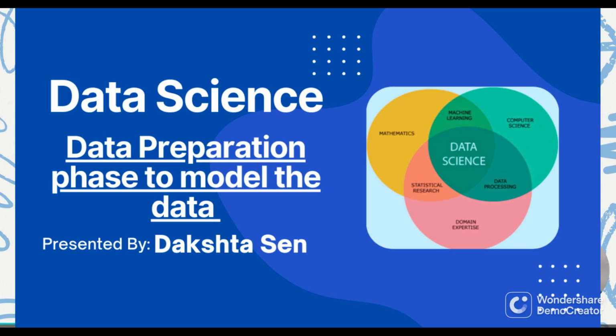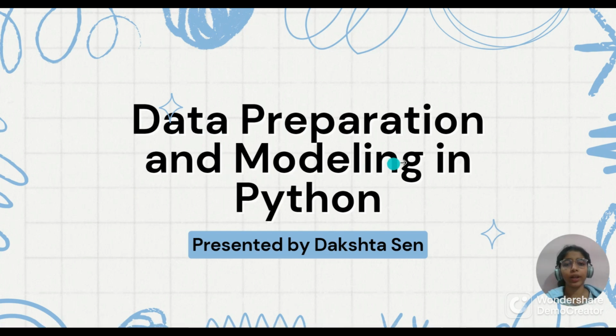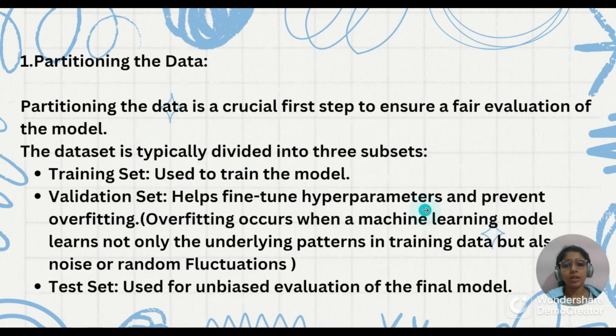In this video we will talk about data preparation and modeling in Python. Let's start with the first step of data preparation and modeling. The first one is partitioning the data. Partitioning the data is a crucial step to ensure a fair evaluation of the model. The dataset is typically divided into three subsets: training set, validation set, and test set.